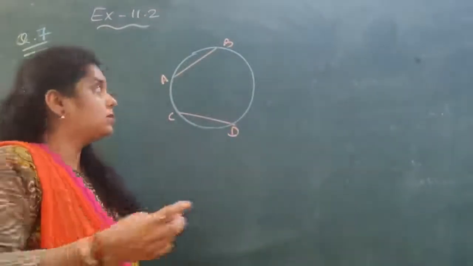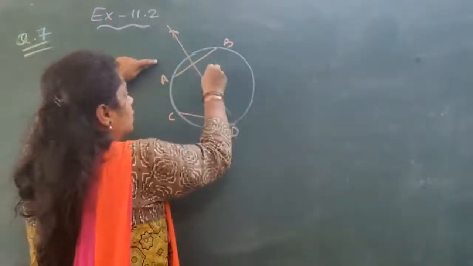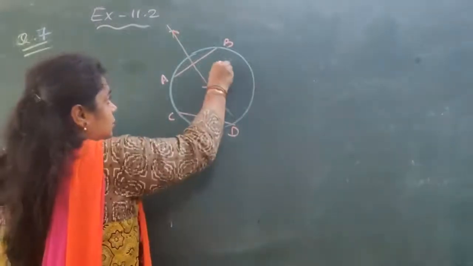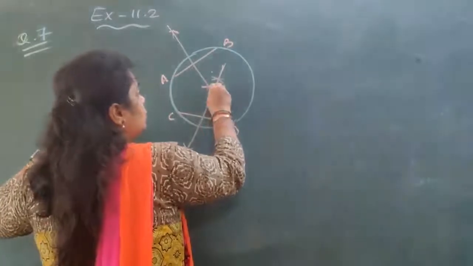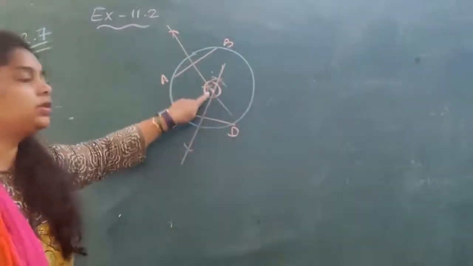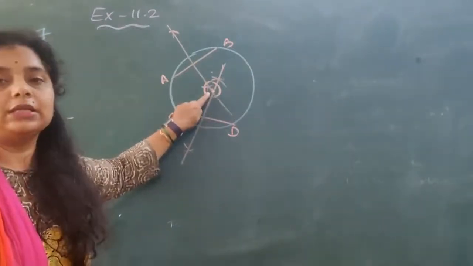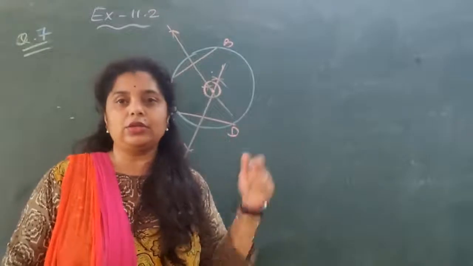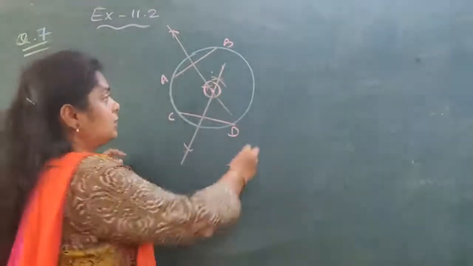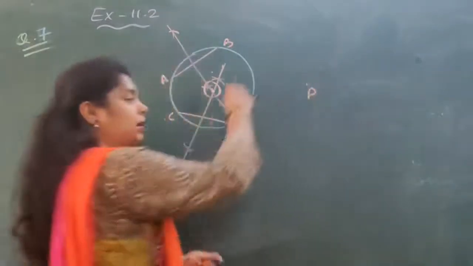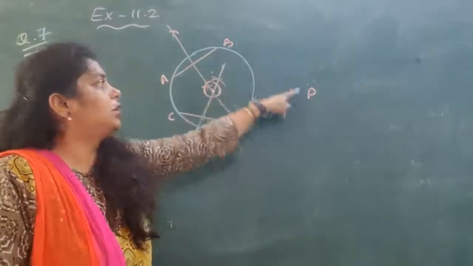Now the second step is to draw a perpendicular bisector of each chord. For example, these are the perpendicular bisectors of AB and CD. The point where they intersect is the center of the circle. That you have already studied in 9th standard. Now next, they are asking to take any point, for example P, outside, and from this P we have to draw a tangent.